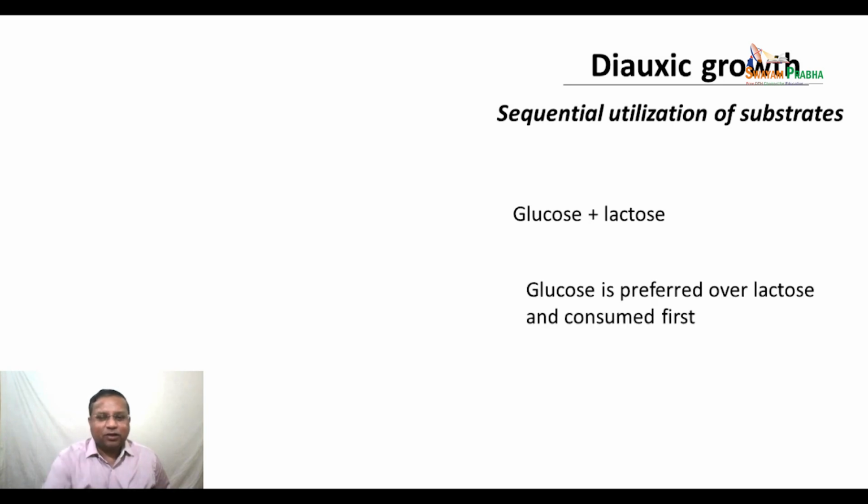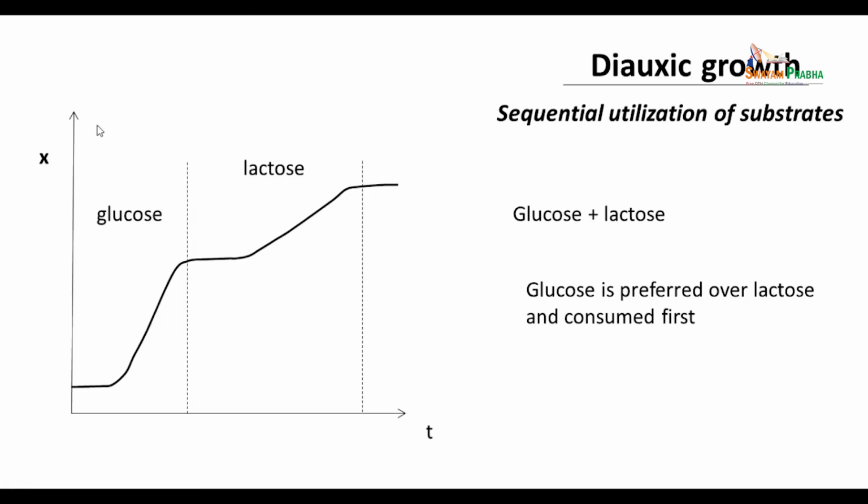For example, if there is a mixture of glucose and lactose, let us say for a typical organism such as Escherichia coli, then glucose is preferred over lactose and consumed first. There is a well-known mechanism for this to happen. In molecular terms, it is known, the lac operon and so on. We will not get into that. We understand very well why this happens in E. coli. However, for our purposes, the growth curve would look like this.